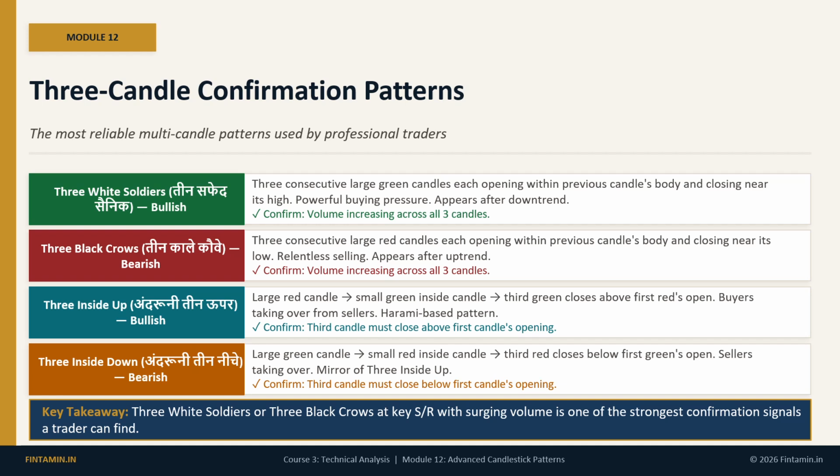3 inside down. The mirror image. Large green, small red harami, large red that closes below the green's open. Sellers taking over. Both 3 inside patterns are high reliability reversal signals used by professional candlestick traders.